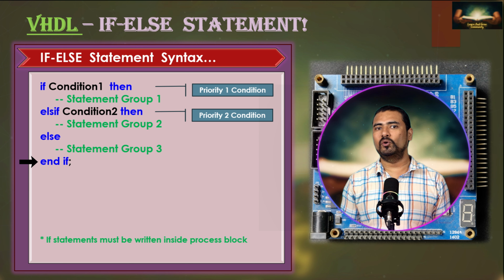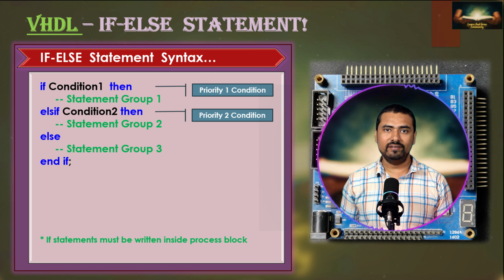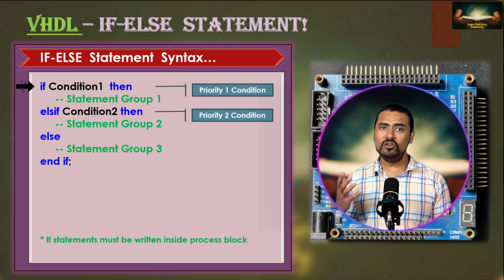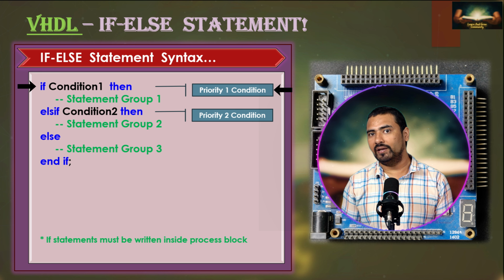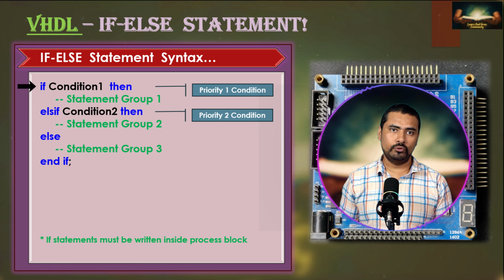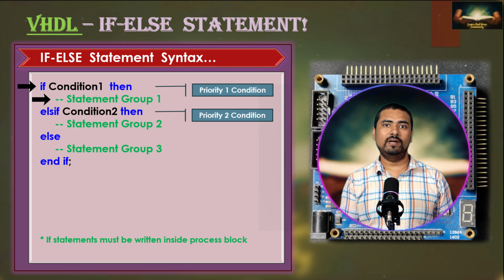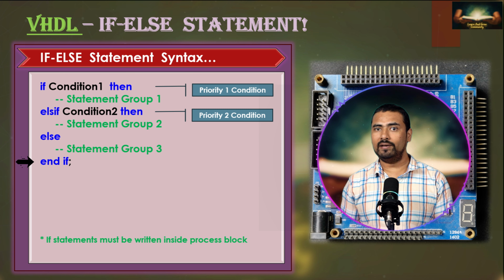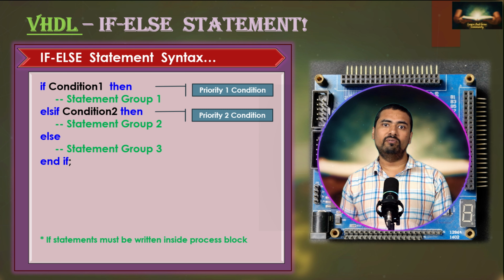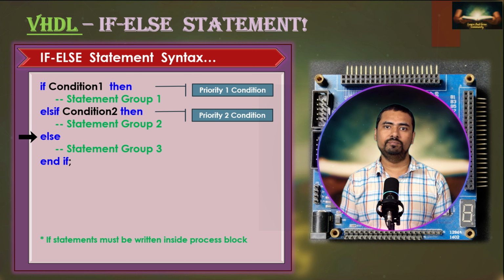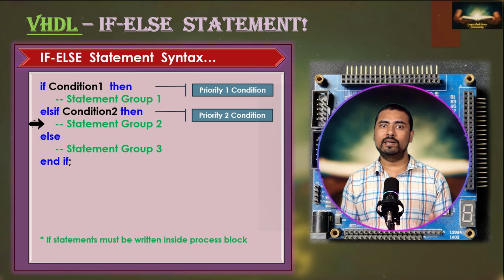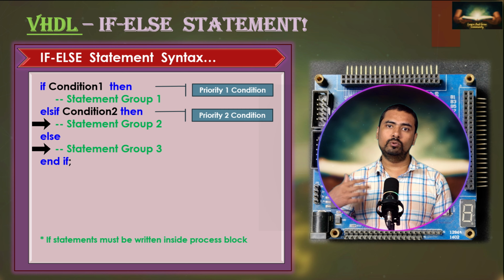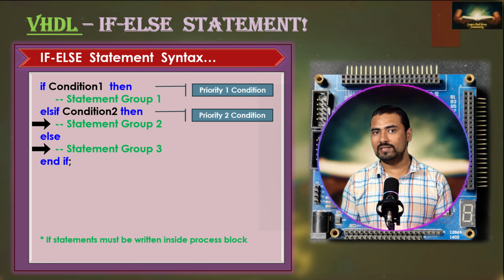And end if, semicolon. So this is very clear with the structure here that condition 1 has the highest priority. If this condition 1 is true, then statement group 1 will execute and after that you will exit from this if-else condition. It means it will not check condition 2, condition 3 and so on, and hence statement group 2 and statement group 3 will not execute in this situation.